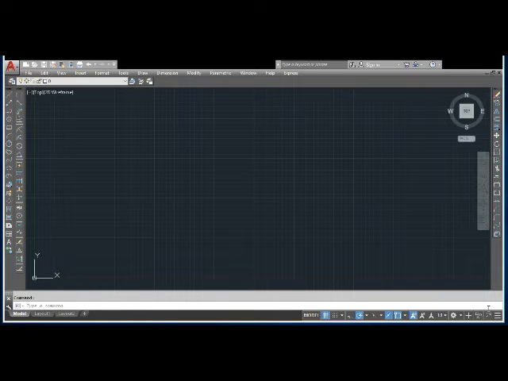Hello guys, we are going to do another exercise on AutoCAD. For this, take a point at any distance, whatever you require, by typing point in the command line. I am taking my first point at 100, 100. So here I have my point.